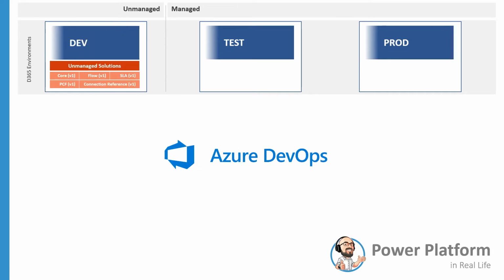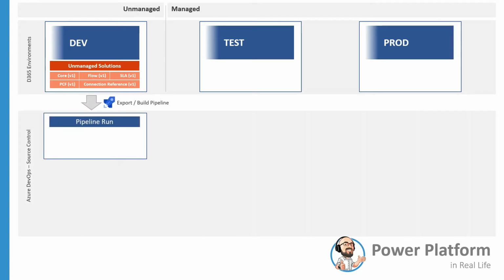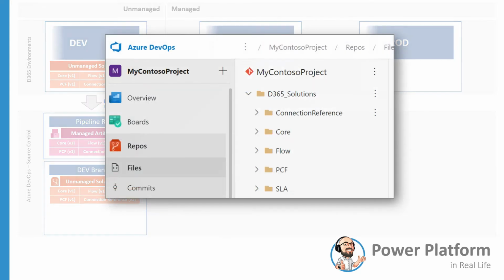So we'll use Azure DevOps repositories and pipelines. And we'll create a build pipeline. When it runs, the pipeline will export each one of the selected solutions as managed and store them as a pipeline run artifact. The pipeline will also export each one of the selected solutions as unmanaged and commit them to the develop branch in our Azure repositories. At this point, this is how your repository looks like. There is one folder for each of the exported solutions.